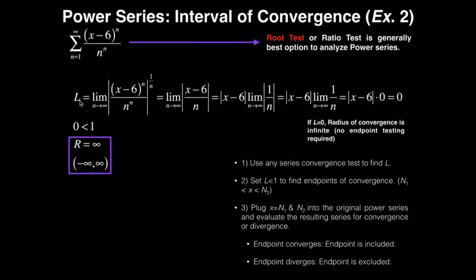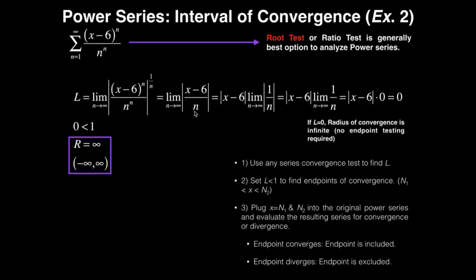Alright, so the limit L is the limit as n goes to infinity of the quantity x minus 6 raised to the n power over n to the n power, and notice I have my absolute values here. The root test says to find the limit, I take all of that and raise it to the 1 over n power. And notice what that does effectively is it cancels both powers of n. So all I'm left with is the limit as n goes to infinity of x minus 6 over n.